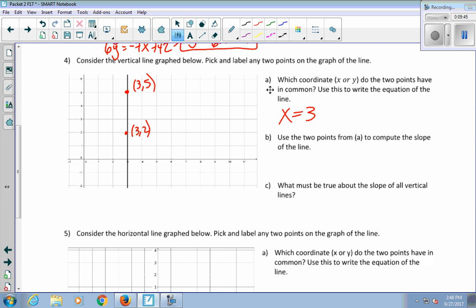Use the 2 points from A, 3, 5, and 3, 2, to compute the slope. So that's change in y over change in x. 5 minus 2 over 3 minus 3 is 3 over 0, which is undefined. Can't divide by 0. So what must be true about the slope of all vertical lines? Undefined, because the x coordinates are the same, so when you do the change in x, you get 0 in the denominator.